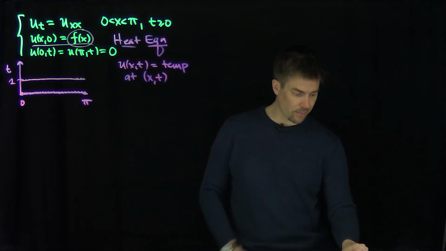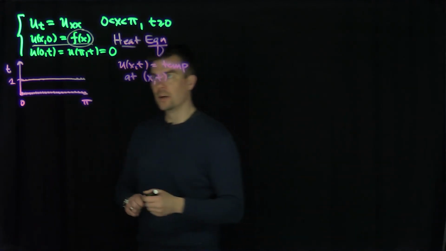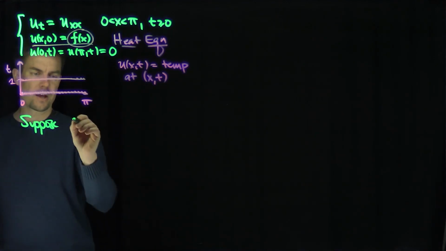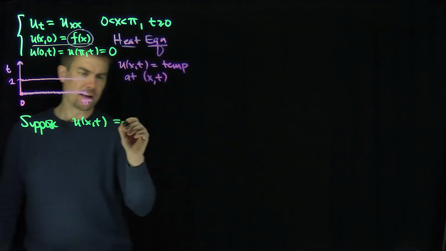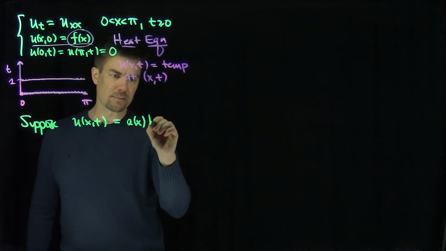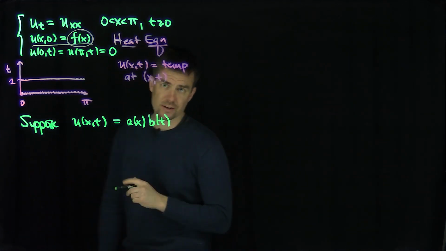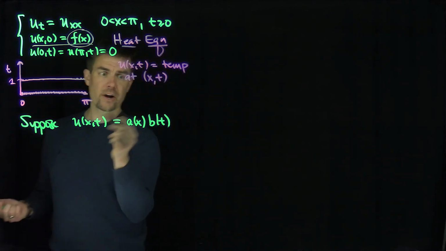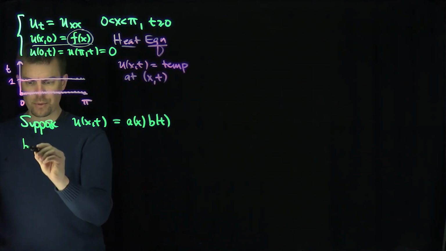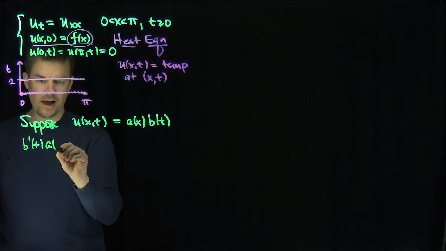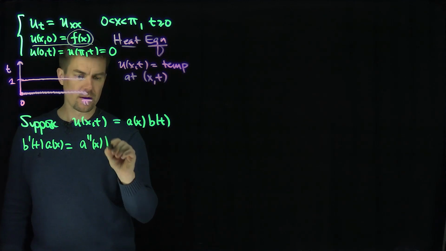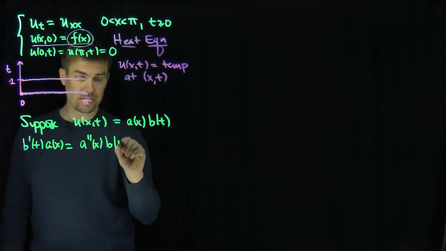Our approach is going to use separation of variables as a classic technique, right? I'm going to suppose that u of x, t is a function a of x times the function b of t. I'm going to look for product solutions of this. That's the method of separation of variables, right? If I plug this into the equation, what does the left-hand side turn into? It turns into b prime of t, a of x, and then the right-hand side turns into what? It turns into a double prime of x, b of t, right?